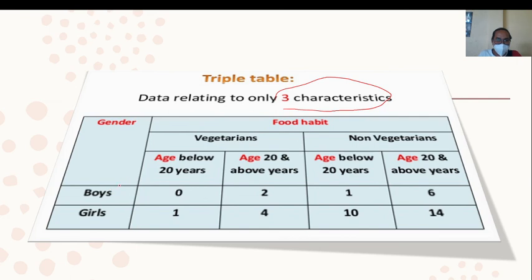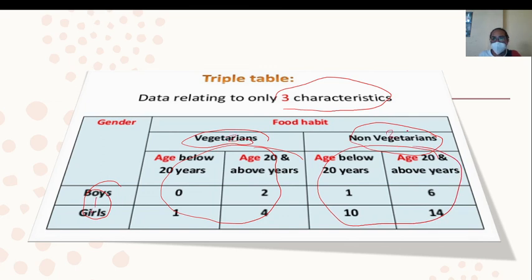Una, ito from simple table. Ito from double table. Kasama si gender. And from triple, ito, ayan, from triple. So, ilan na to? Diba? 1, 2, ito 2 lang din to, and 3, 3. Tinawag na triple table.